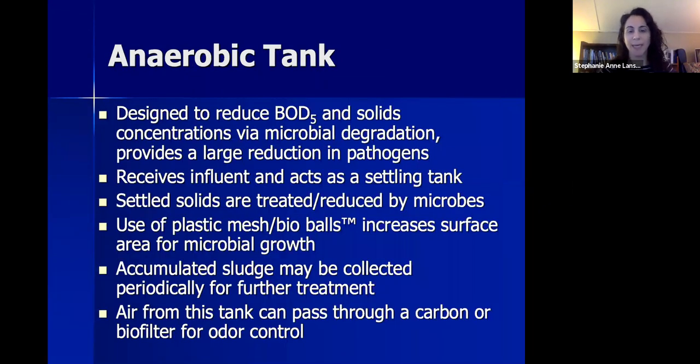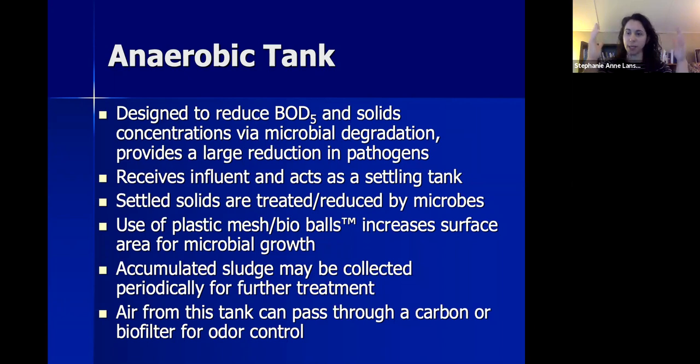So the anaerobic tank is designed to reduce that biochemical oxygen demand and solids via microbial degradation. And it provides a huge reduction in pathogens at that very first step. Basically, it receives that effluent and it acts as a settling tank. And then these settled solids are treated or reduced by microbial degradation. You can use plastics or bioballs. Bioballs, you can think of them as being like a wiffle ball. The water can move through it, but it has a lot of surface area for microbes to attach to. And again, that accumulated sludge may be collected and treated, or it may just proceed through the system.